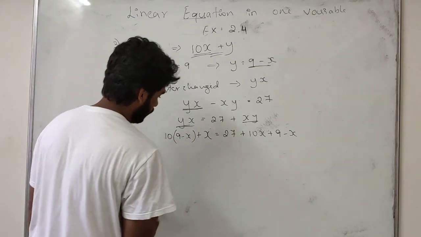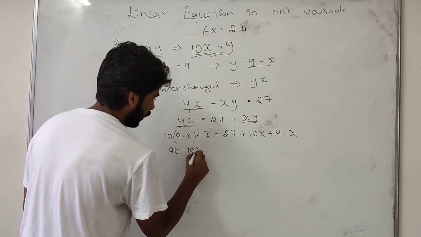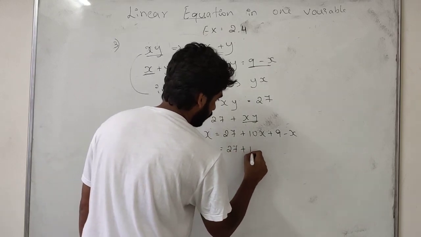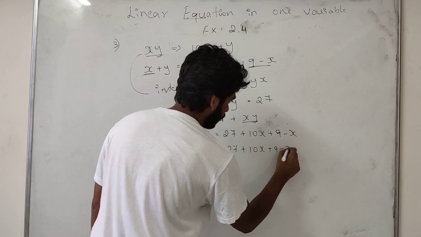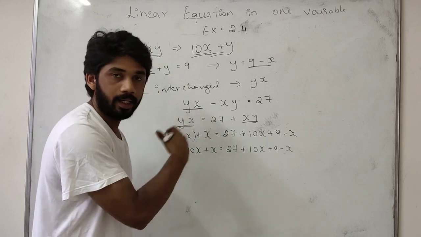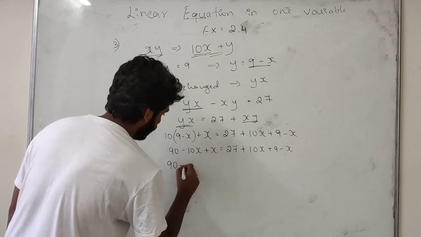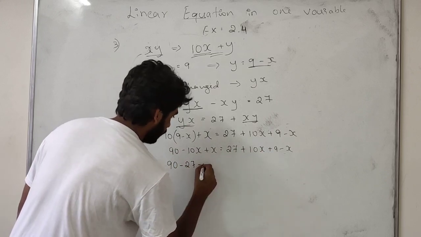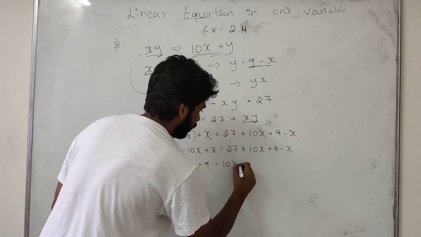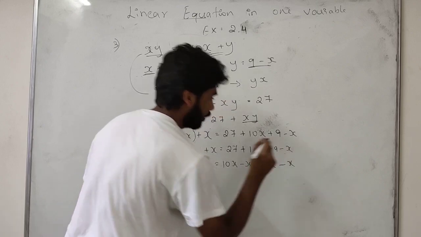After solving, 10 nines are 90, minus 10x plus x, is equal to 27 plus 10x plus 9 minus x. Okay students, now place like terms on one side and unlike terms on the other side. I write 90, and I take 27 to this side: 27 minus 9. Now I put all the other terms on the left side: 10x minus x plus 10x minus x.